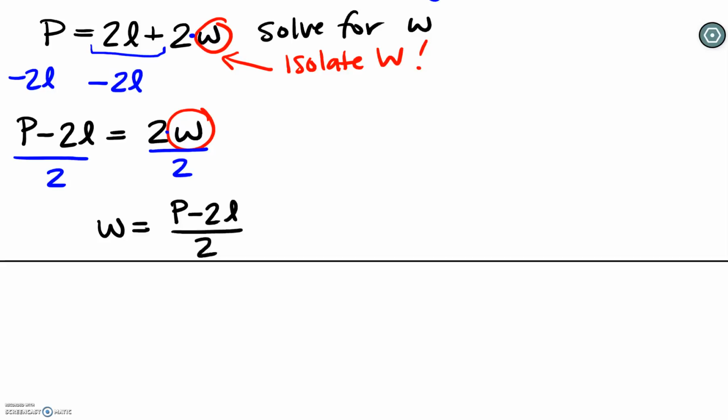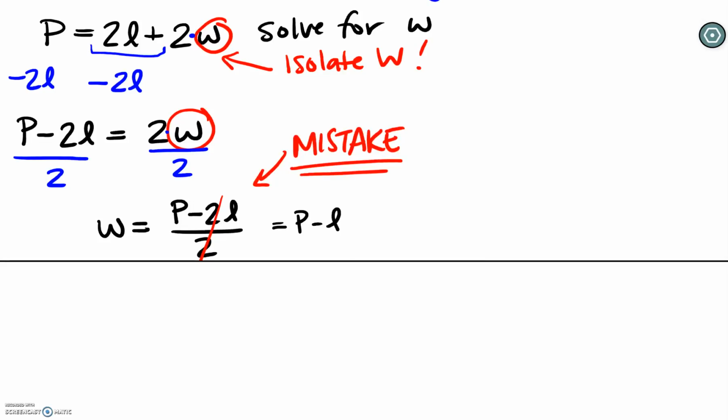Now, I will tell you a mistake a lot of students make is to divide or to cancel this 2 out and tell me that the answer is just P minus L. I'm going to talk about why this is wrong in a second. Don't do this. Don't. And the easiest way to do that is to show you if we had started by doing the division first, because that is allowed. It's just not generally how we do this question. So here's the other option.